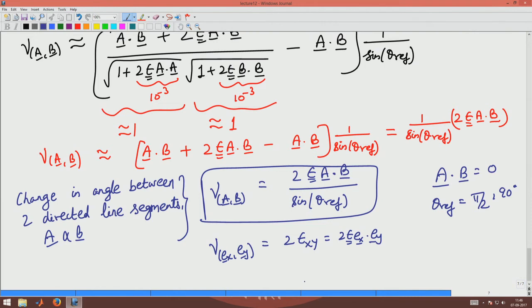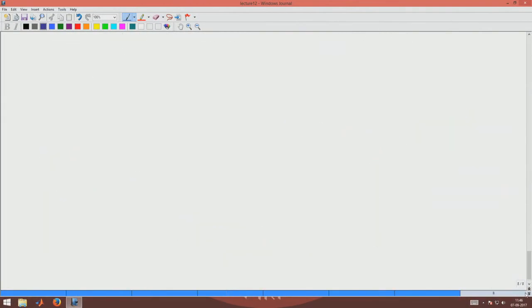Okay. We saw how to find the components of this tensor. So, from that definition it becomes 2 times epsilon xy. So, the change in angle is twice the corresponding component of the strain tensor. Now, let us understand the meaning of different components of the strain tensor.